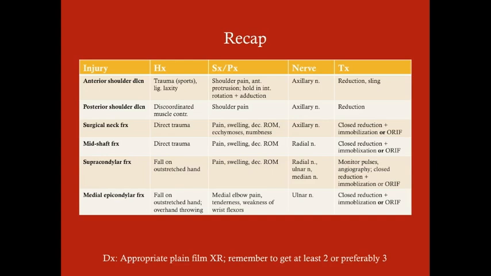The supracondylar fracture is usually seen in kids. This is a fall on an outstretched hand with a hyperextended elbow. And the symptoms here, again, are going to be pain, swelling, and decreased range of motion. Really, any nerve can be damaged here.